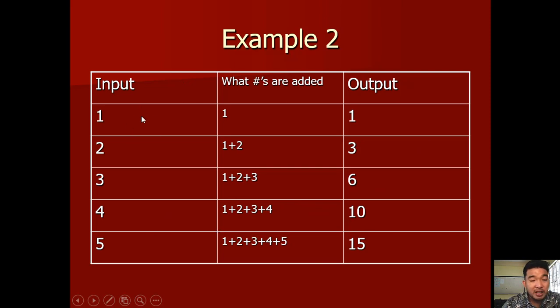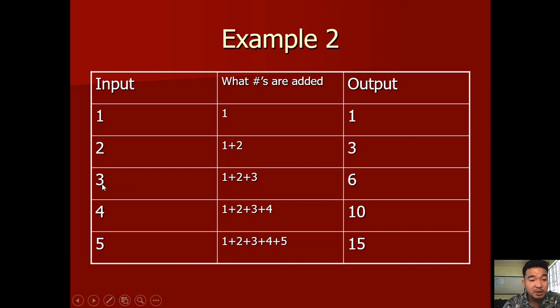Okay? So, input, how many numbers? 1. What are the numbers? 1. So the output is 1. Input, how many numbers we are going to add? So the numbers are 1 and 2. So 1 plus 2 is equal to 3.